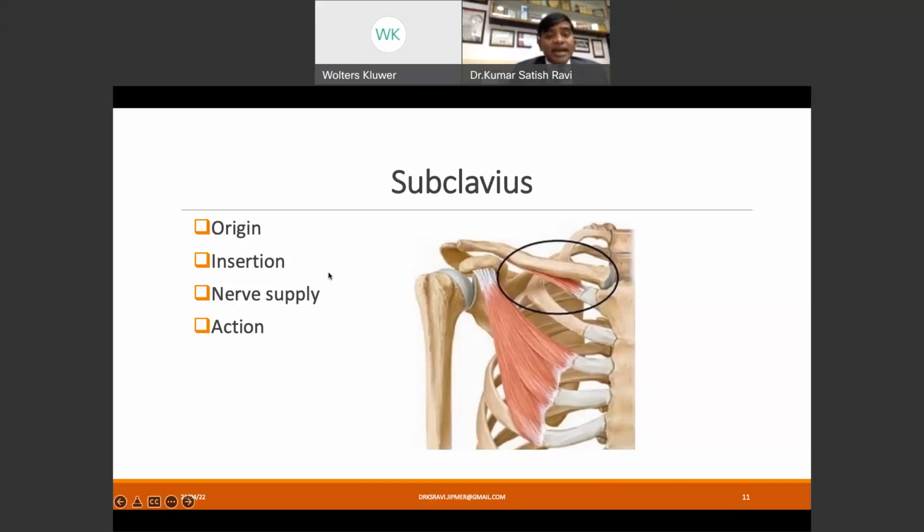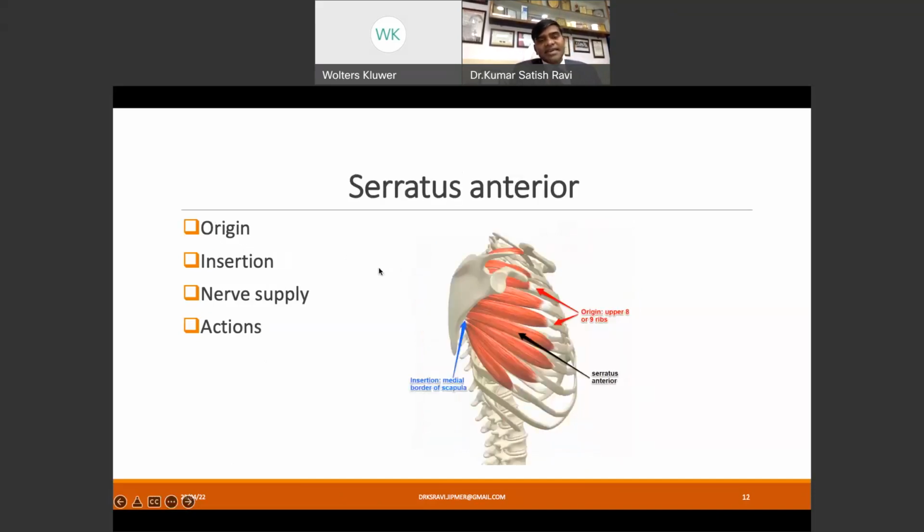So what I wanted to say is that the subclavius muscle gets its innervation by the nerve to subclavius, which has the root value C5 and C6. Now, if you see this subclavius muscle, it helps in stabilizing the clavicle. Now, we will see another muscle, that is the serratus anterior.